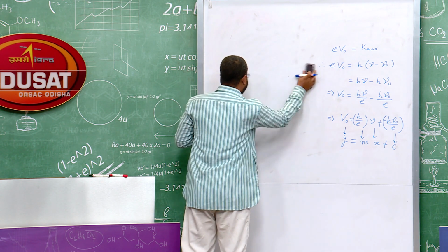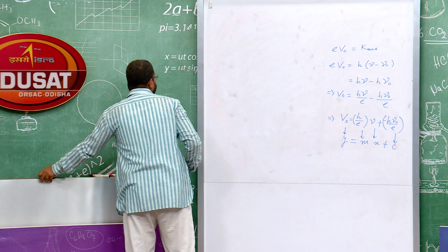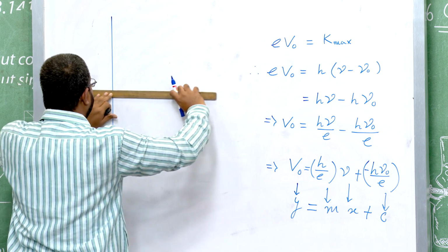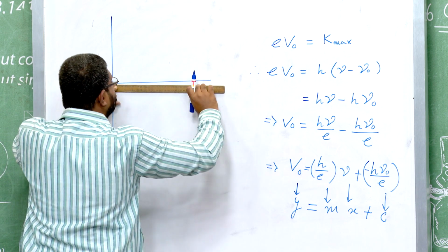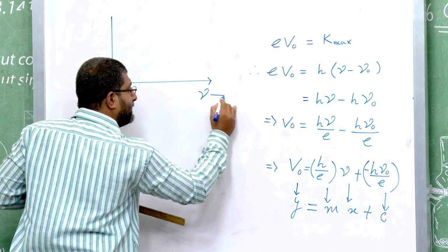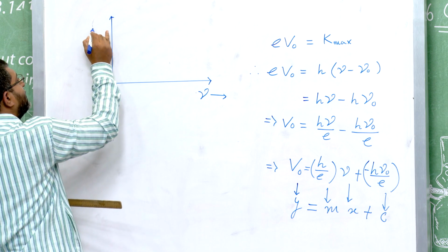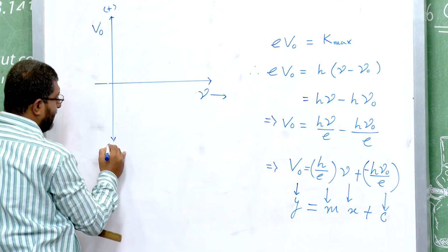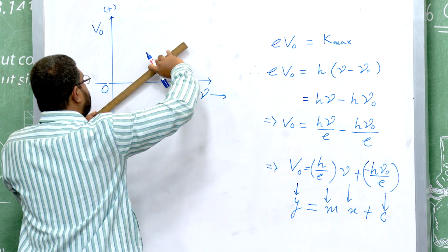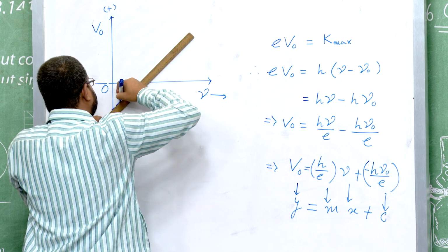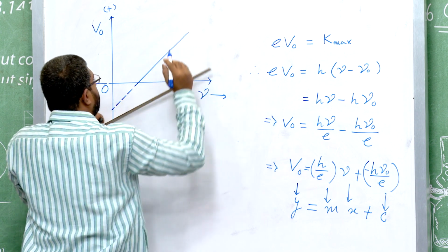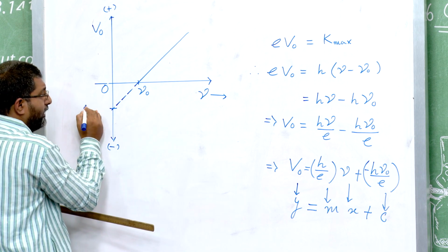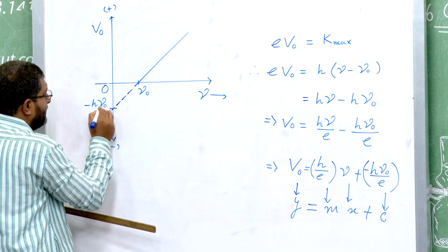So, by taking this V0 along the y axis and frequency along the x axis, if I plot the graph, this is frequency here and here there is your stopping potential V0, this is the positive axis here and this is the negative axis here. If this is the origin, the nature of the graph is something like this. And this point is your nu 0, the threshold frequency, and this point here you can write as minus h nu 0 by E.